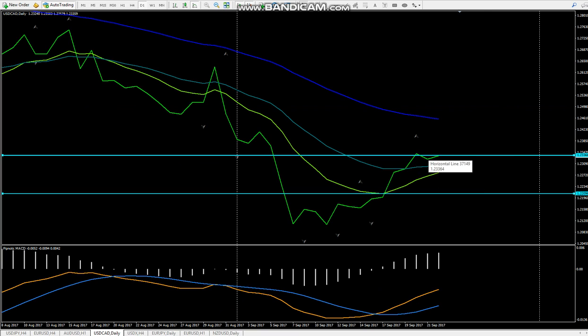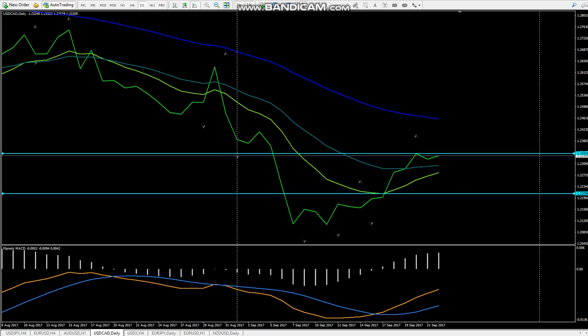You can see there's a little bit of a level here where the price just touched and bounced back down. So this is basically the level I'm interested in. That is a very recent resistance level.